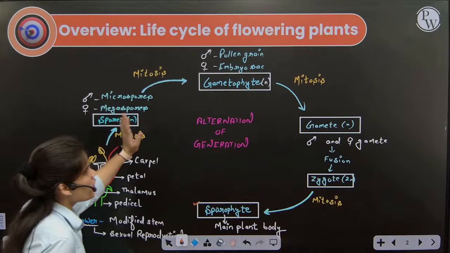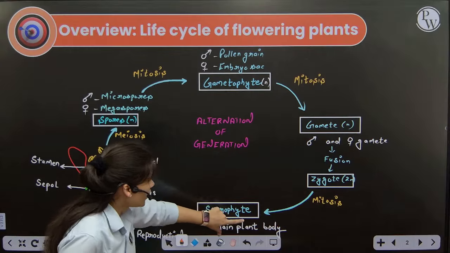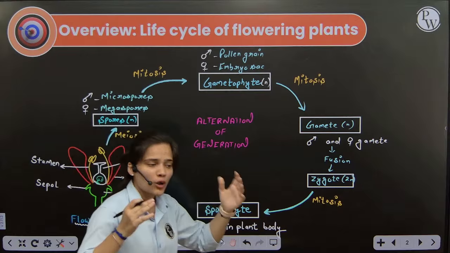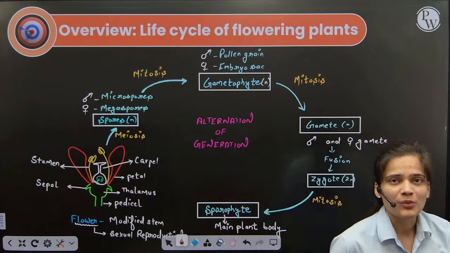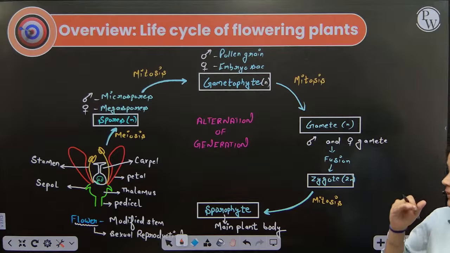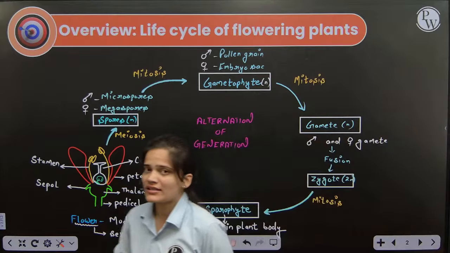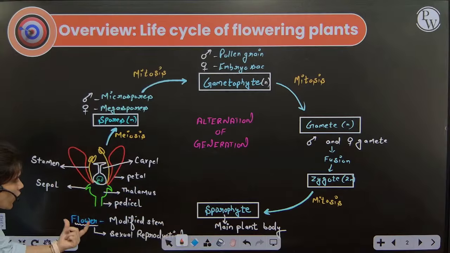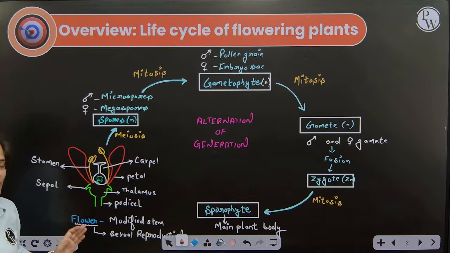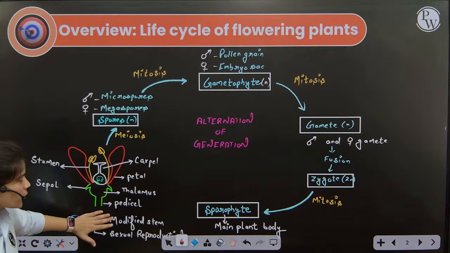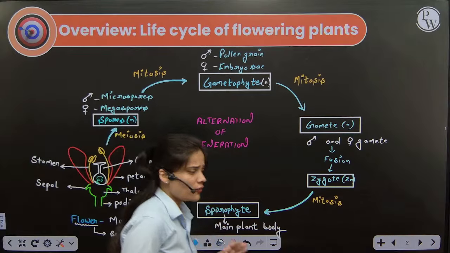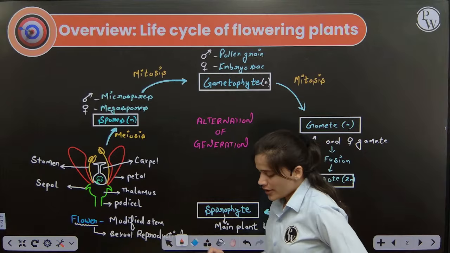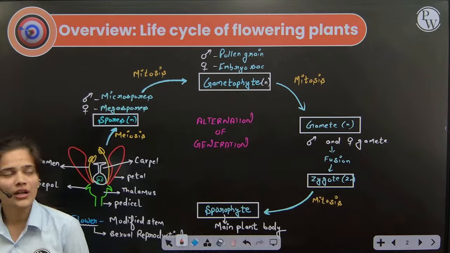So in case of flowering plants, the main plant body is sporophyte. It has something for what? Sexual reproduction. The main plant body which we see is sporophyte. This sporophyte has a flower for sexual reproduction. So what is a flower? Flower is the modified stem. It is the sexual reproduction site in case of flowering plants.